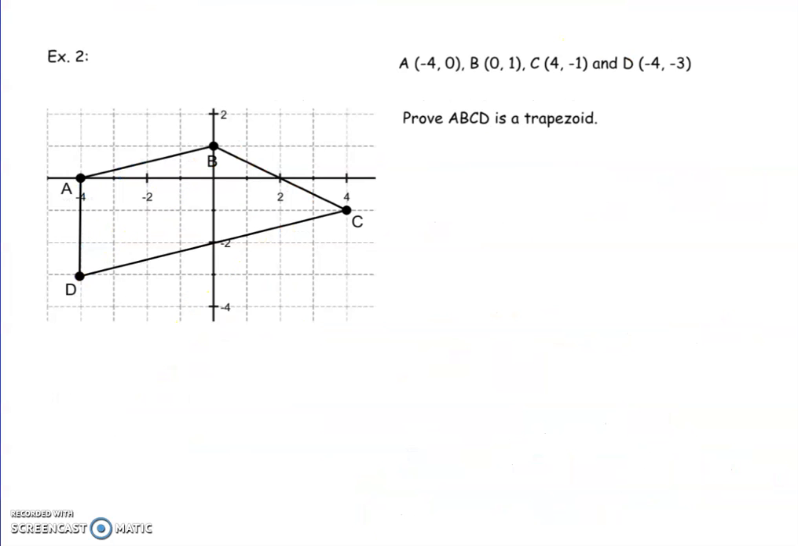Example 2, our last example. Again, I want to prove that this is a trapezoid. You are given the coordinates. You're also given the picture. Looks like to me that side AB is parallel to side DC, so I will find those slopes first. Slope of AB. Rise over run. So the rise is 1, the run is 1, 2, 3, 4. So that slope is 1 over 4. It's going uphill, so it's positive. I'll just leave it 1 over 4.